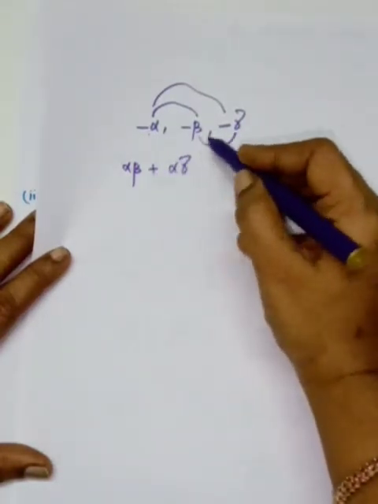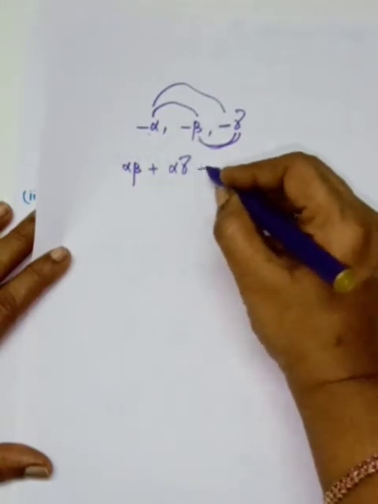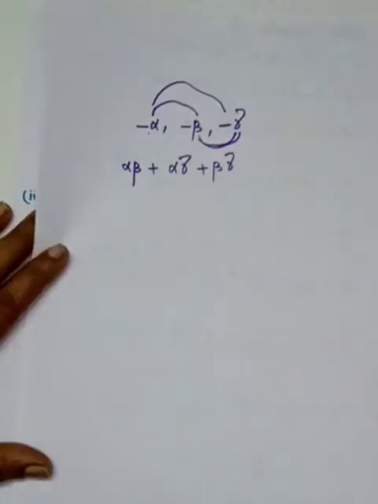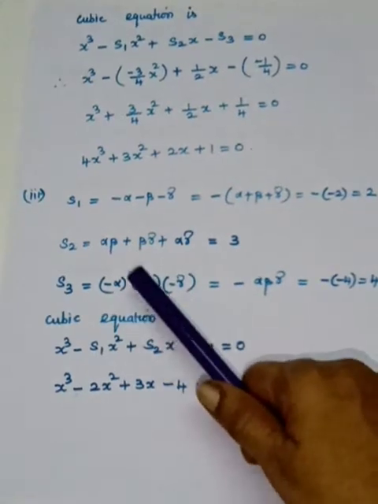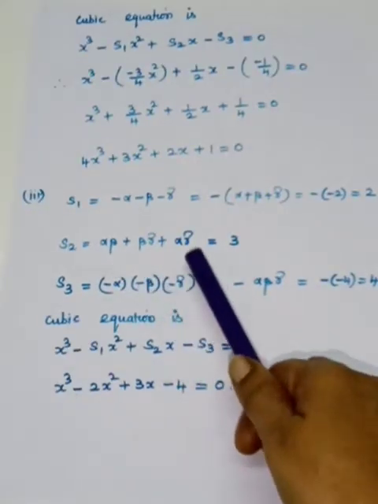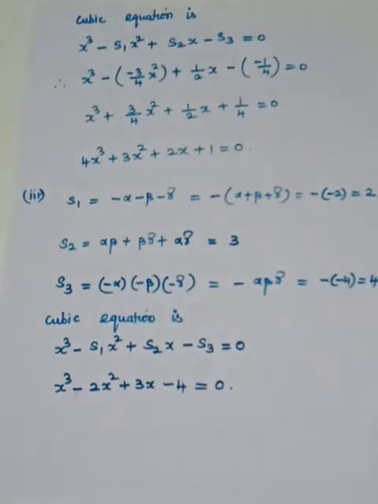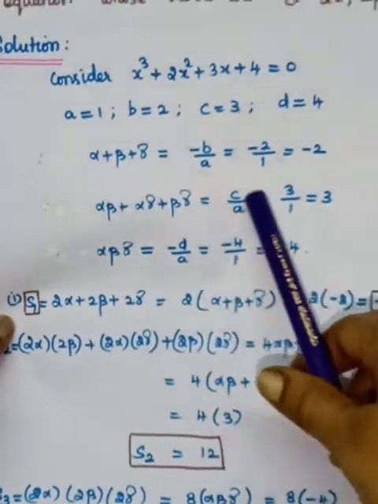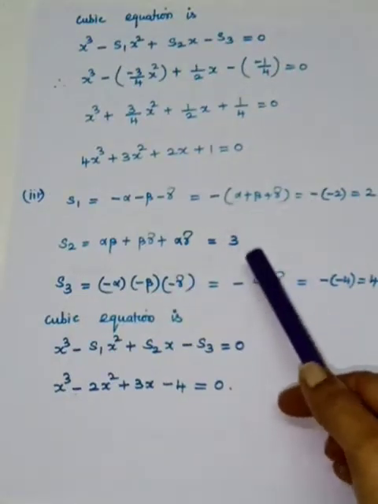Next, what you have to do? You have to multiply 2 and 3, that is plus beta gamma. Okay, so you will get alpha beta plus beta gamma plus alpha gamma. So already we have found this result, so you have to write the result directly. What is it? Already we have found it is equal to 3. So here you have to substitute 3.